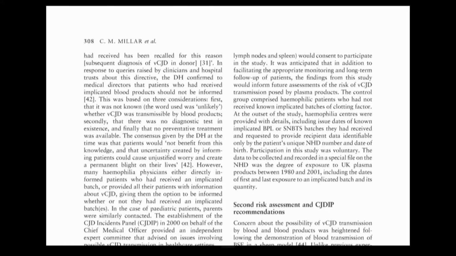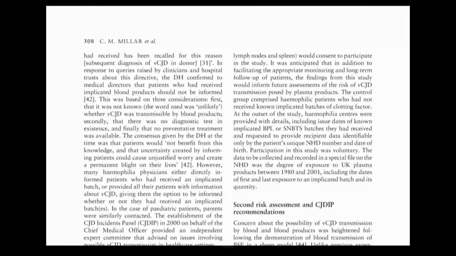This was based on 3 considerations. First, that it was not known, the word used was unlikely, whether VCJD was transmissible by blood products. Secondly, that there was no diagnostic test in existence. And finally, that no preventative treatment was available. The consensus given by the DH at the time was that patients would not benefit from this knowledge, and that uncertainty created by informing patients could cause unjustified worry and create a permanent blight on their lives.